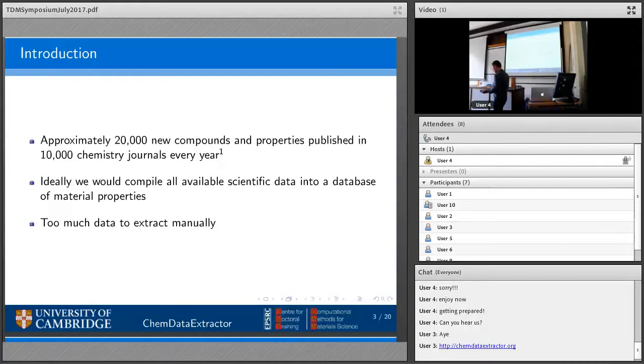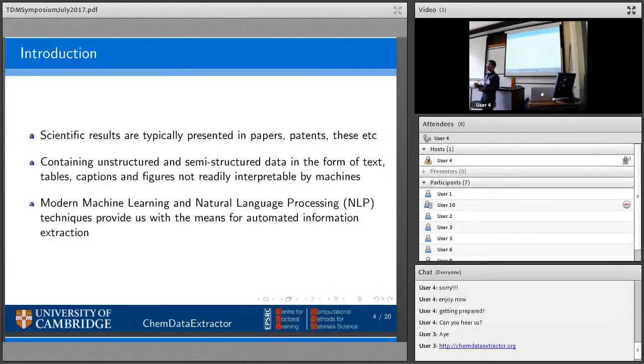So we know that scientific results are typically published in papers, patents, and theses, and these are typically semi-structured documents. They always follow a similar sort of format with an abstract, textual elements, and figures, schemes, tables, and captions. But these elements are not easily readable by machines for a number of reasons. It actually means that in order to extract information from a scientific document, we need to rely on machine learning techniques and natural language processing, which can then give us the opportunity to extract information and produce these databases.